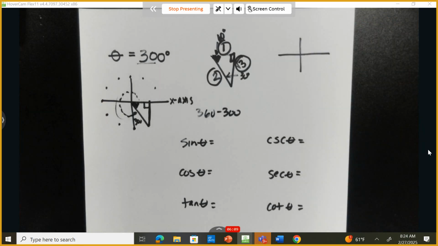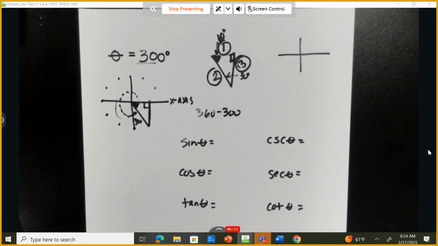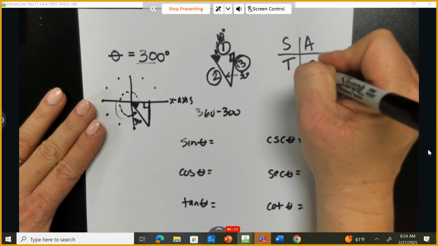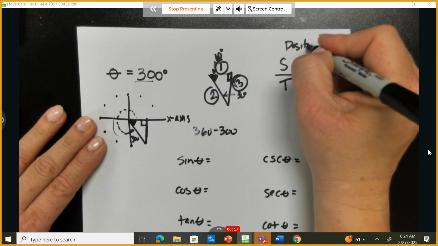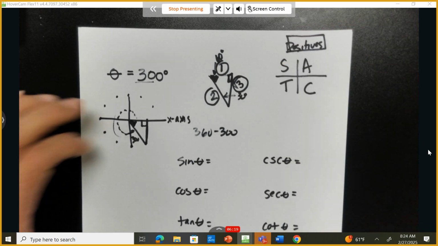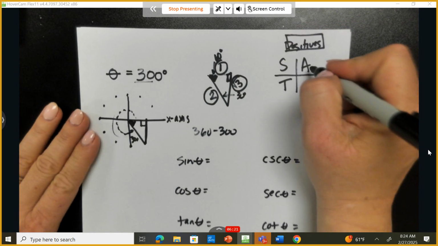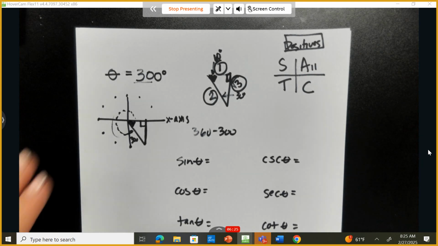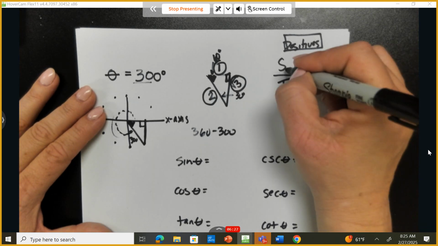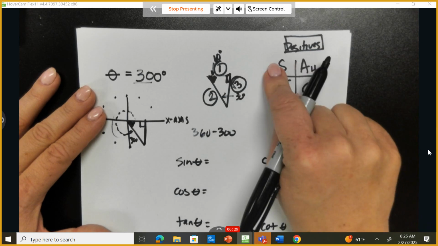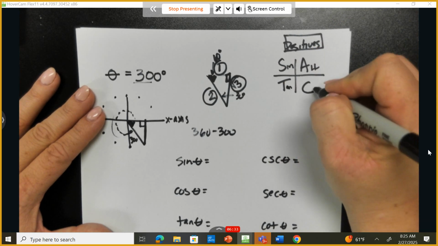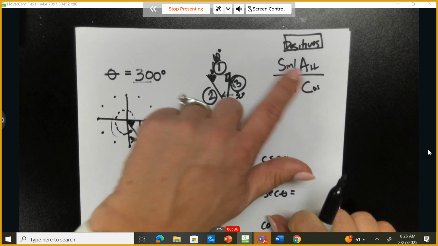On the board, you're going to see the acronym All-Star Trig Class. This tells us where we can find positive values. All means everything in quadrant 1 is positive. In quadrant 2, only the sines are positive, in quadrant 3 only the tangent is positive, and in quadrant 4 only the cosine is positive.